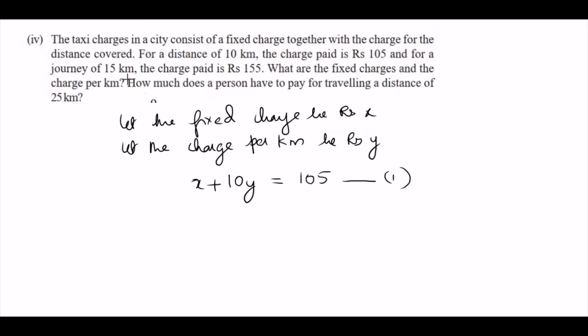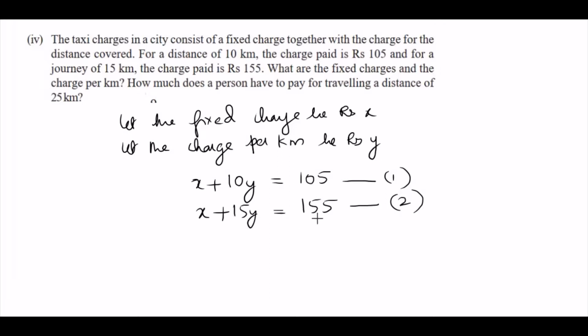Now for a journey of 15 km, the charge paid is rupees 155. So fixed charge plus 15 km. Per kilometer it is rupees Y, so for 15 km it is 15Y. The total charge paid is rupees 155. So that is the second equation. So we have got the two equations.